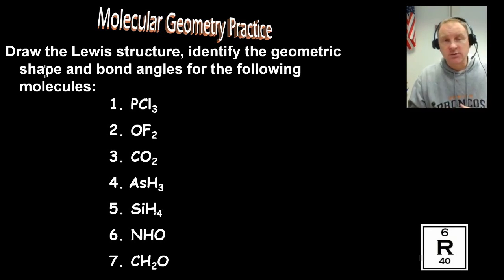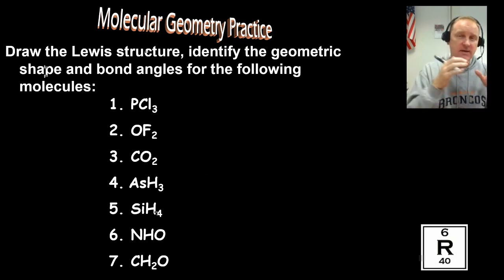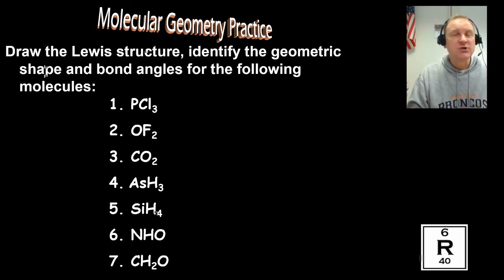So is it trigonal planar? Is it trigonal pyramidal? Is it tetrahedral? Is it bent? Is it linear? And then also identify the angle that it would be. So just look that up. Just do your Lewis dot structure and then look at that table, and you should be okay on that.